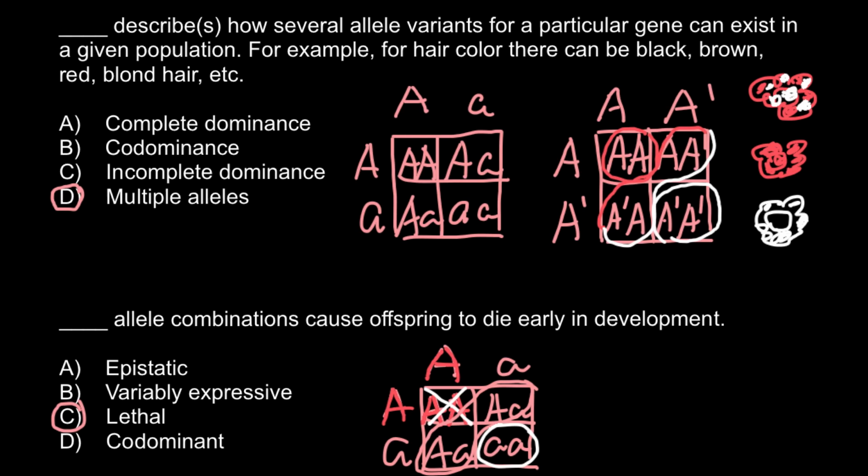So if we have two humans who are dwarfs, the ratio of dwarfs to normal phenotype in their progeny would be 2 to 1. And this is caused by a lethal allele that is dominant, and the homozygous dominant condition would be lethal.